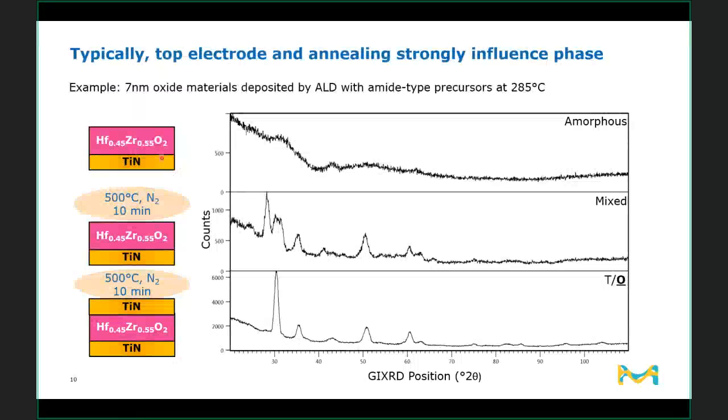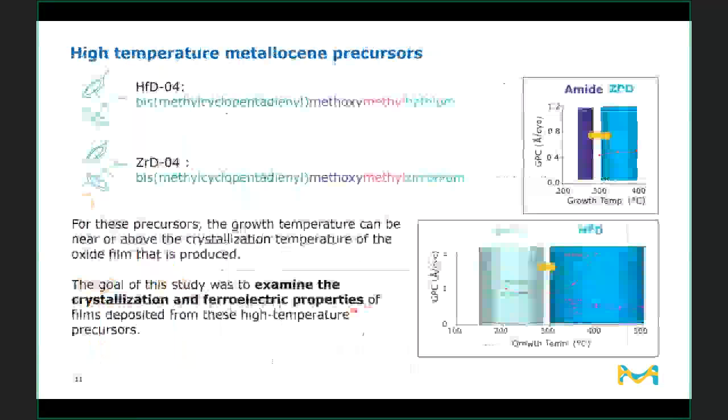So you see same material deposited on the same bottom electrode, but the order in which you do the annealing and whether you cap or not before you anneal has a strong influence on what crystal structure you get. And the bottom one here is the one that's going to be the most ferroelectric.